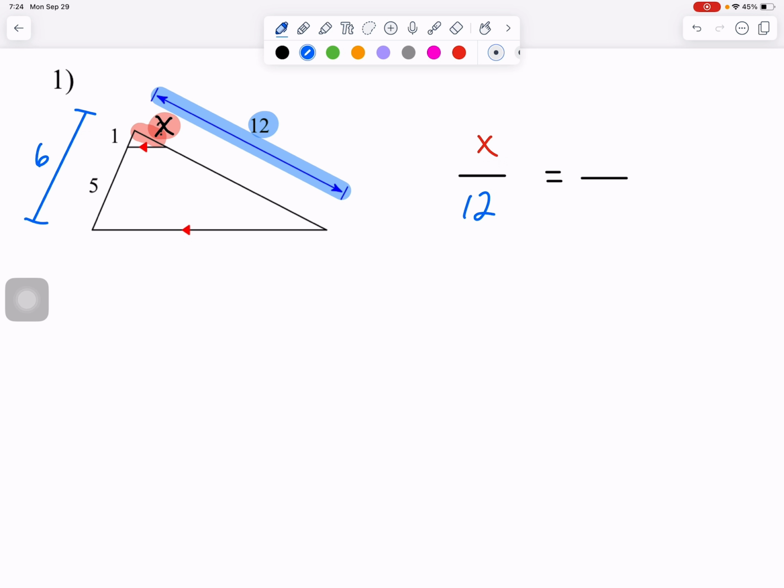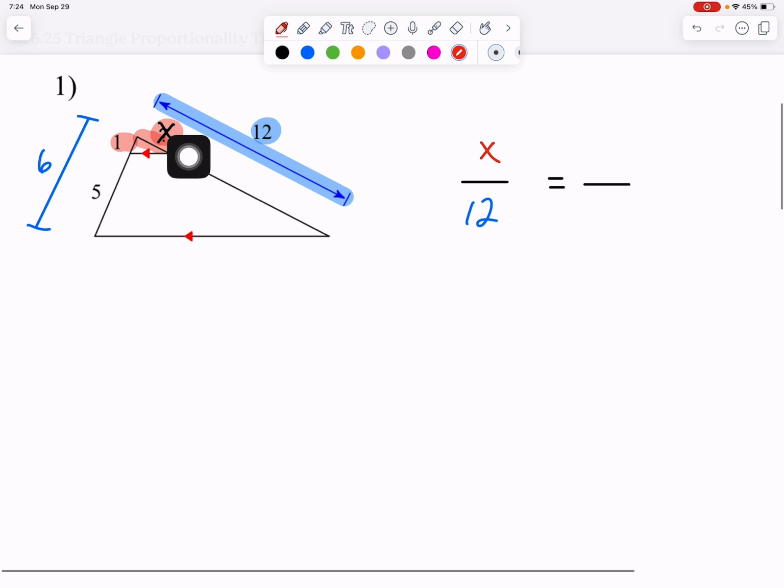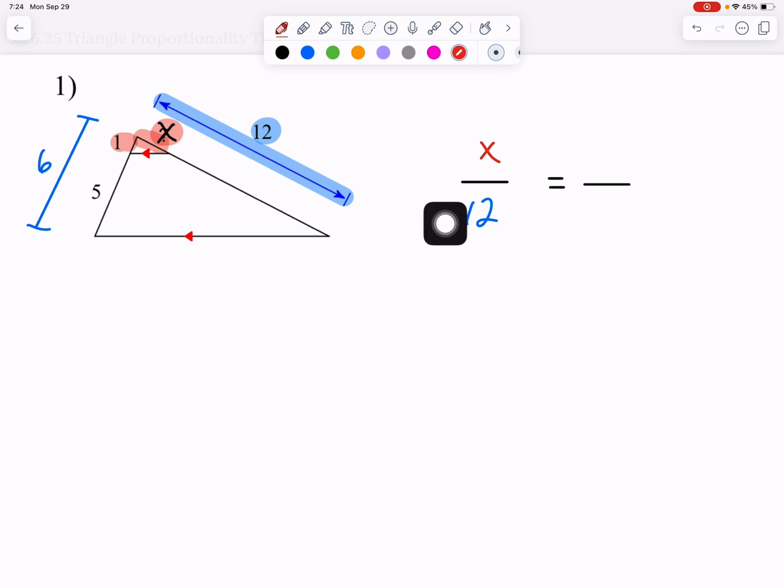All right, and then what should we set that over, the 5 or the 1? Great call from the last video. Let's make it the 1. Now if we went small over large, we have to go small over large, making that 1 over 6. And from here, guys, what do we simply do?